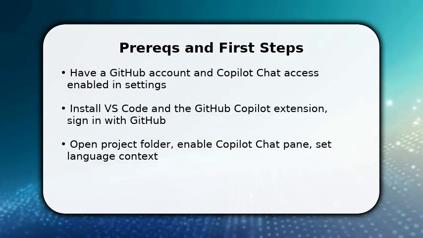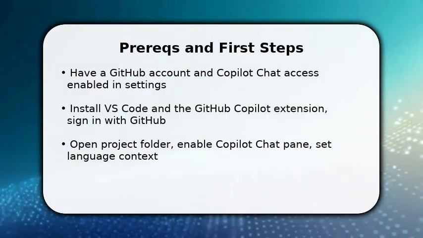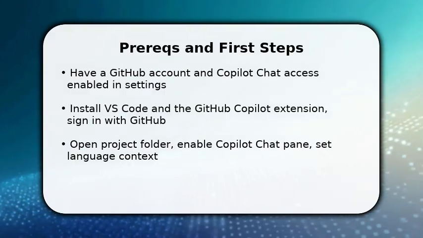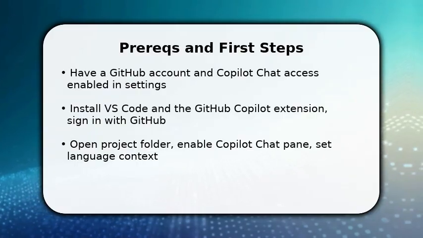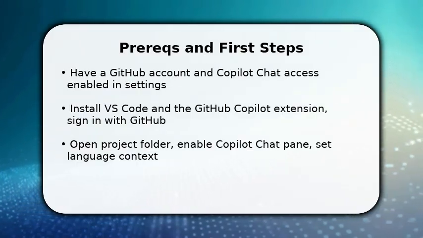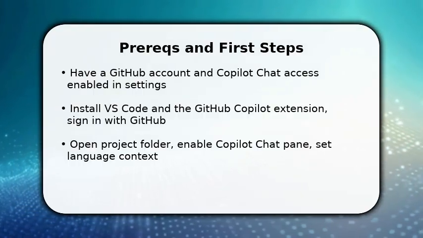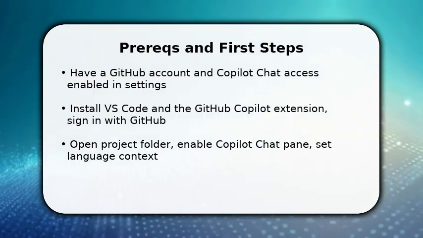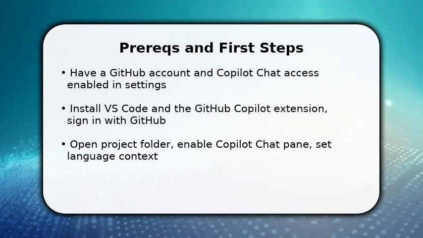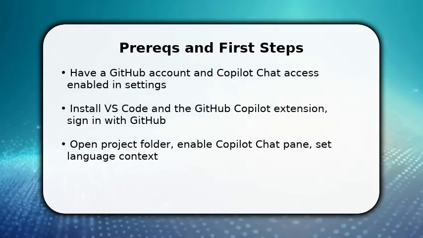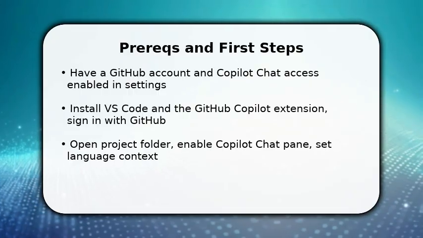You begin with a minimal checklist: account, extension, and project. Sign into GitHub inside VS Code so Copilot Chat can access your repo context. This matters because it pulls code patterns and your workspace files. Once signed in, open the project folder and launch the Copilot Chat pane. Make sure to set the language or framework context so prompts target the right syntax.